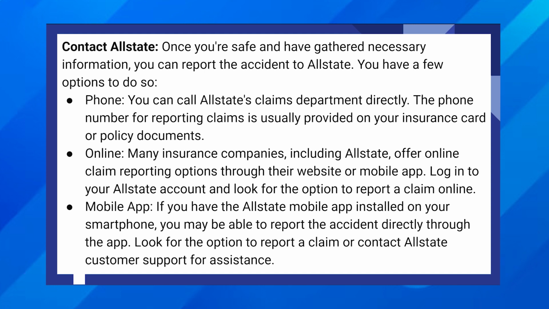Many insurance companies, including Allstate, offer online claim reporting options through their website or mobile app. Log into your Allstate account and look for the option to report a claim online. If you have the Allstate mobile app installed on your smartphone, you may be able to report the accident directly through the app. Look for the option to report a claim or contact Allstate customer support for assistance.